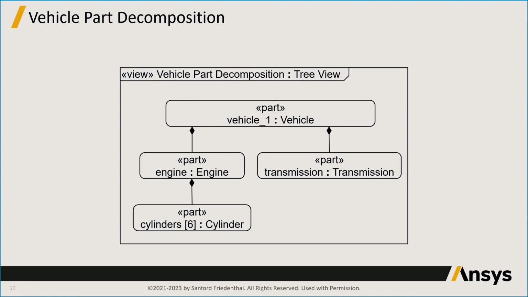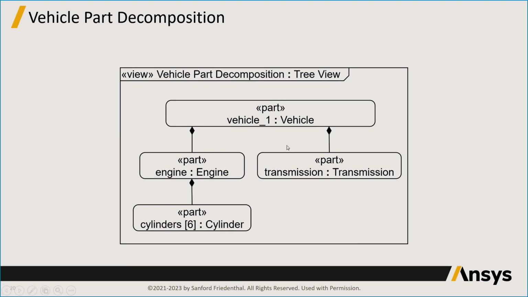In the previous vehicle 1 example, you saw that the vehicle 1 included an engine and transmission, and that the engine included 6 cylinders. Well, this is a simple view showing that decomposition. And of course, as the design gets more complex, this expands out, and so you would see a full parts tree for vehicle 1 at multiple layers.